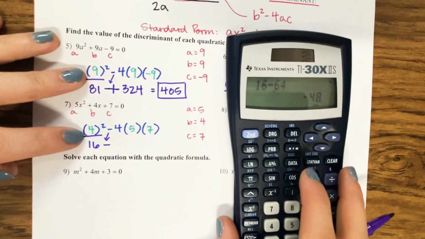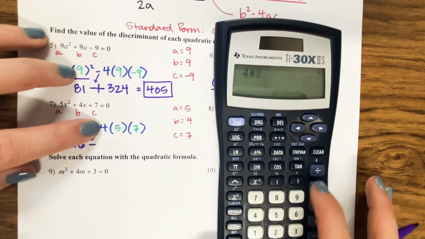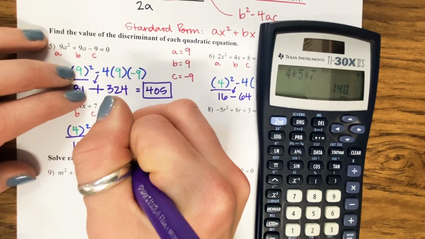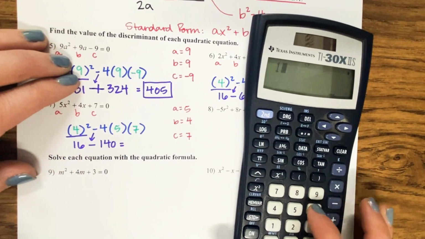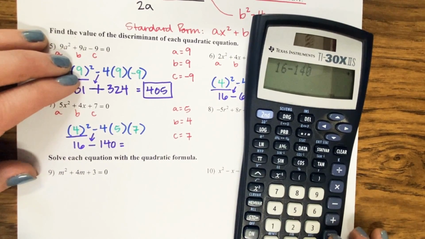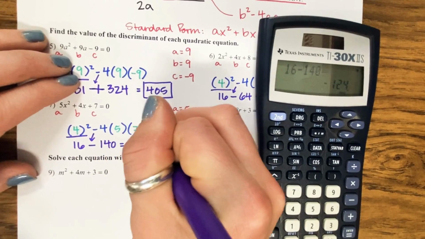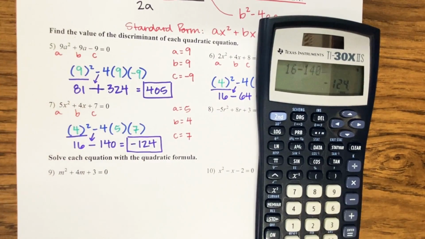Okay, our next piece is 4 times 5 times 7, which is 140. And what is 16 minus 140? Give me negative 124. Beautiful.